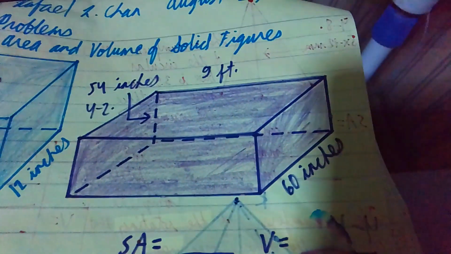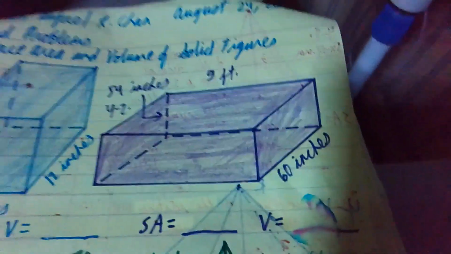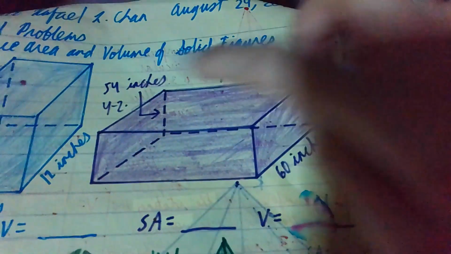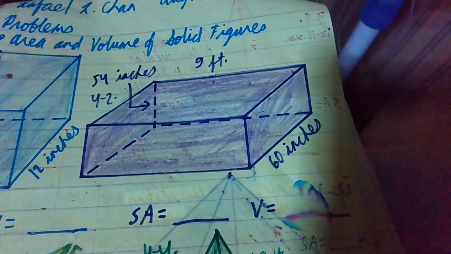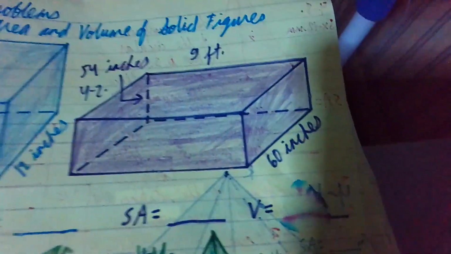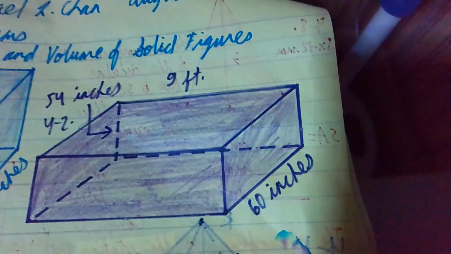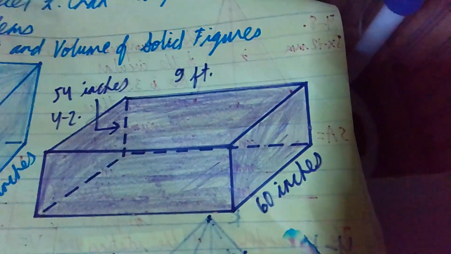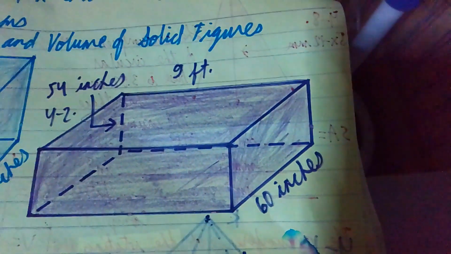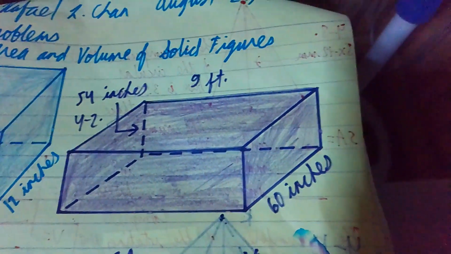But we have a problem. 54 inches is the height, 9 feet is the length, 60 inches is the width. But we need to have same units. So, dapat same units to. So, 9 feet, if you were to convert to inches, 1 foot is 12 inches. So, 9 times 12, that's 108. So, 108 dapat to. Alright?